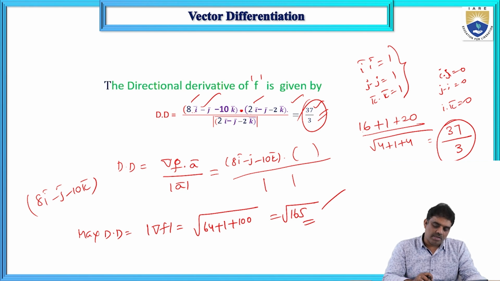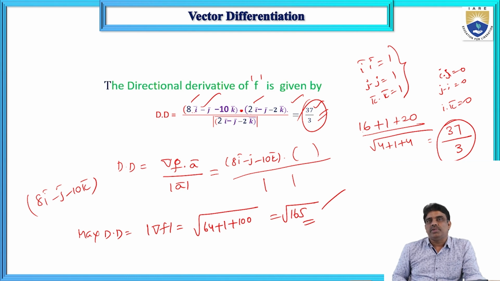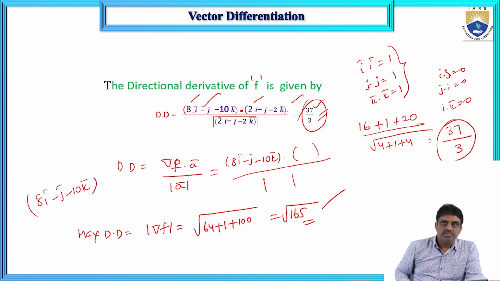So definitely this value is more than this one. This is the directional derivative, and this is the maximum directional derivative, which will be root of 165. So that is the method of finding the directional derivative of f in the direction of a bar. We have seen the first problem as the normal vector and unit normal vector. In the second example, we saw how to find the directional derivative of f in the direction of a bar.